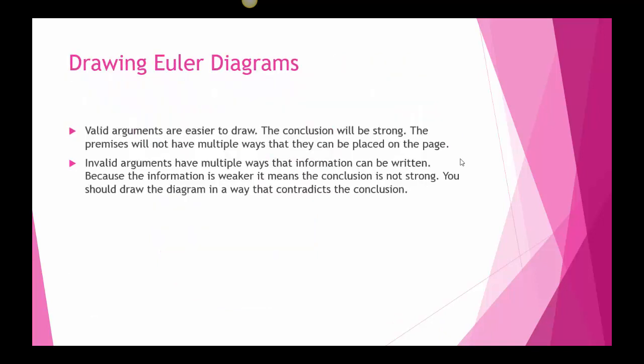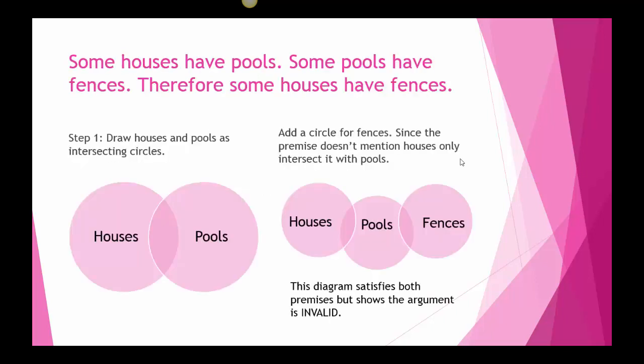So let's talk about drawing Euler diagrams. Valid arguments are easy. The conclusion will be strong. The premises will not have multiple ways they can be placed on the page. Invalid arguments have multiple ways the information can be written. Because the information is weaker, it means the conclusion is not strong, and you need to draw the diagram in a way that contradicts the conclusion.